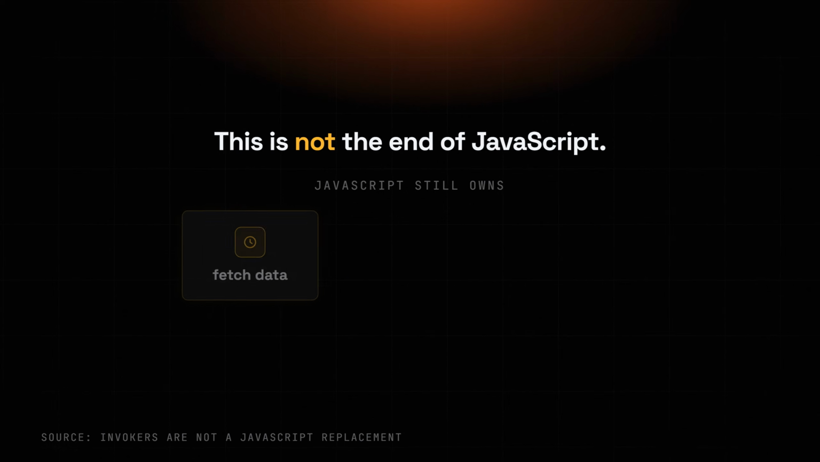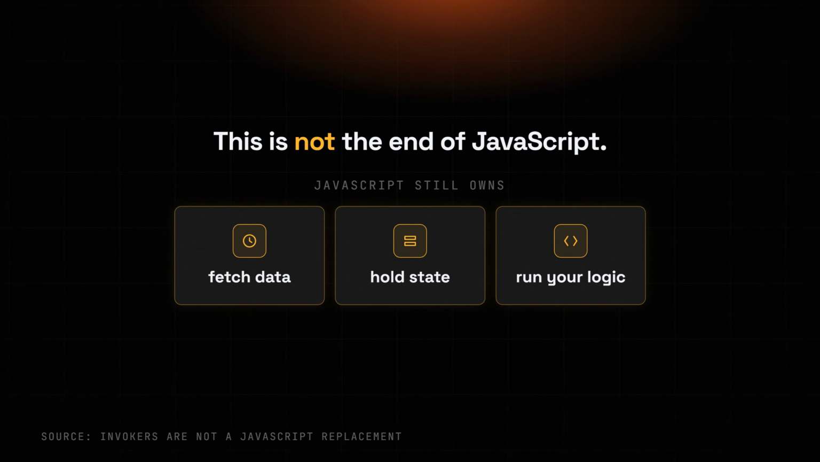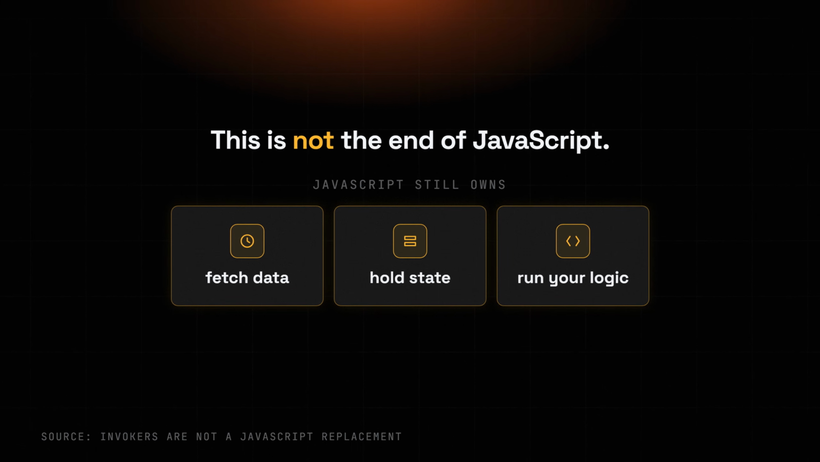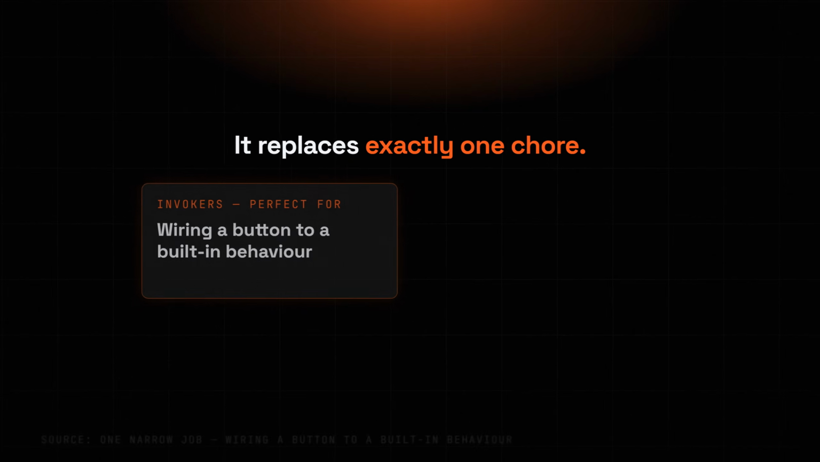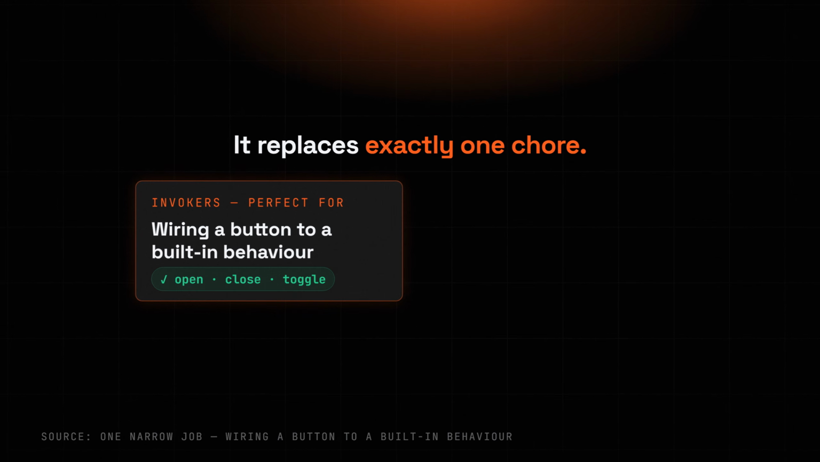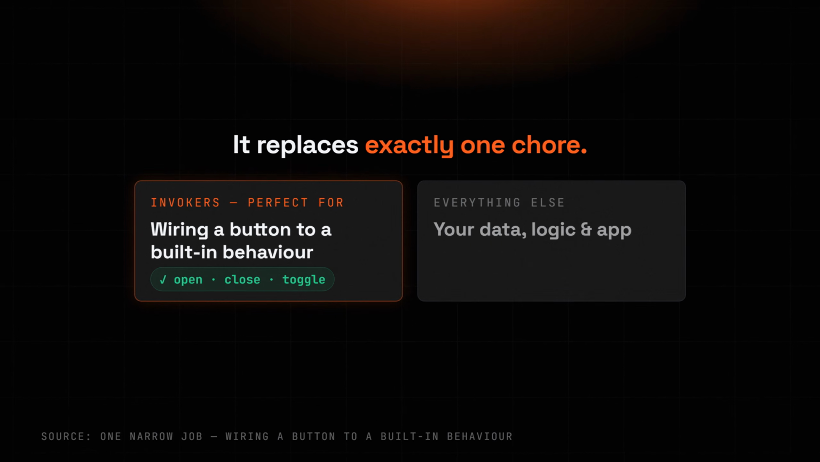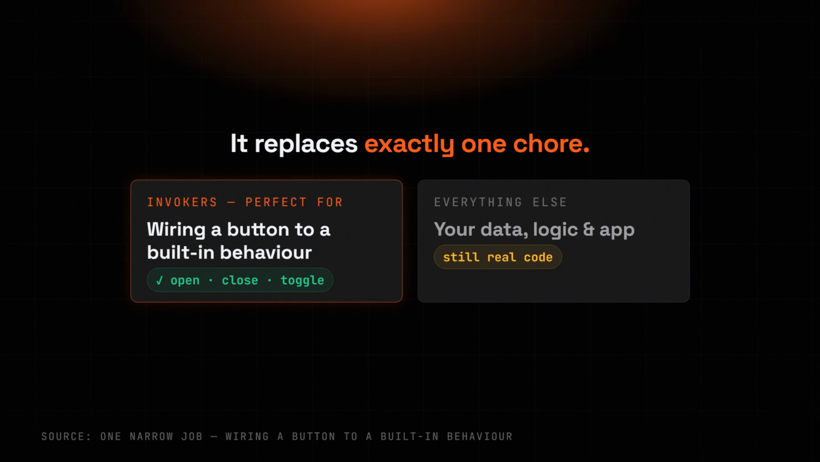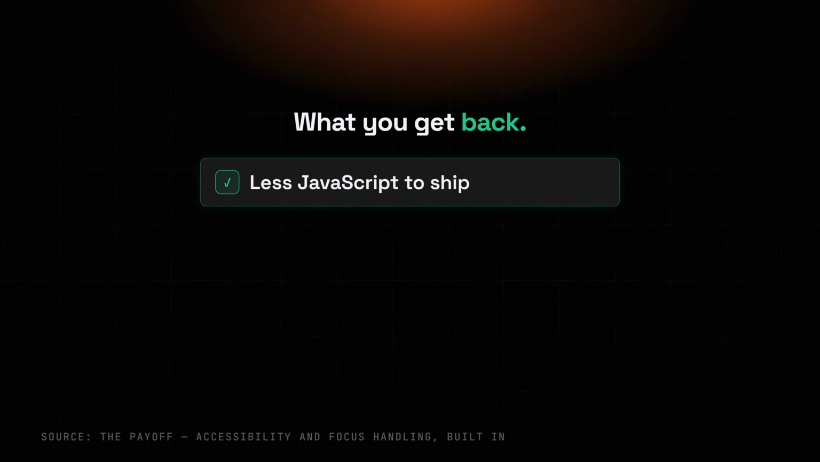Now, an honest reality check, because the headline always oversells it. This is absolutely not the end of JavaScript. Invokers do not fetch data, they do not hold your state, and they certainly do not run your business logic. They replace one very specific chore, wiring a button up to a behavior the browser already knows how to perform. For that one narrow job, they are perfect. For absolutely everything else, your data, your logic, your app, you are still writing real code, but what you get back is genuinely worth it.